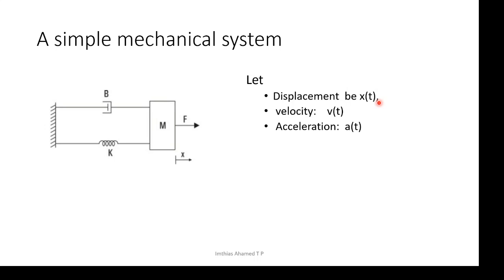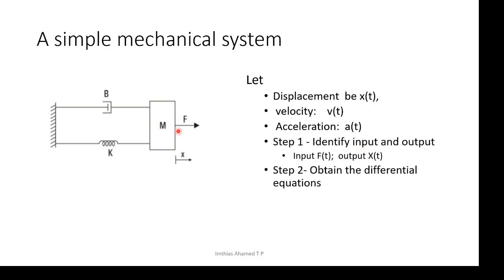Then, what is step 1? Identify the input and output. Input is f(t), output is x(t). Step 2 is obtain the differential equation. When I apply a force F here, the opposing forces are m x double dot, b x dot, and kx. So, this is the equation: m x double dot plus b x dot plus kx equals f(t). We have done with step 1 and step 2.